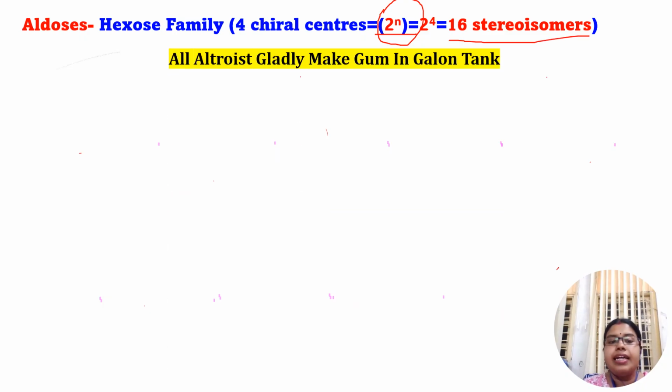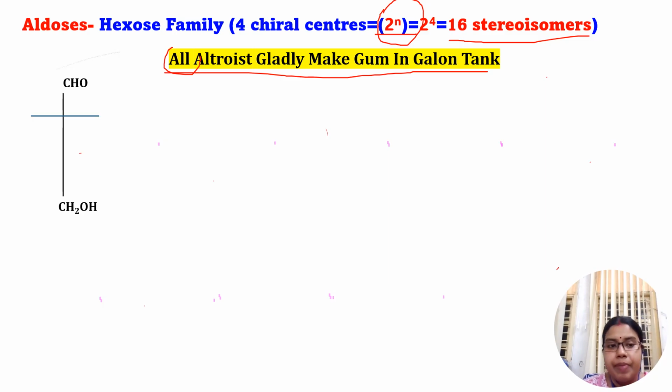For this aldohexose family structure, we have to remember one line, from which we can easily get all the structure names. The line is: all altruists gladly make gum in gallon pan. From this, we get the first aldohexose member, which is known as allose. So what is the structure of allose? This one. First CHO at the top, the oxidized group, and CH2OH at the bottom.